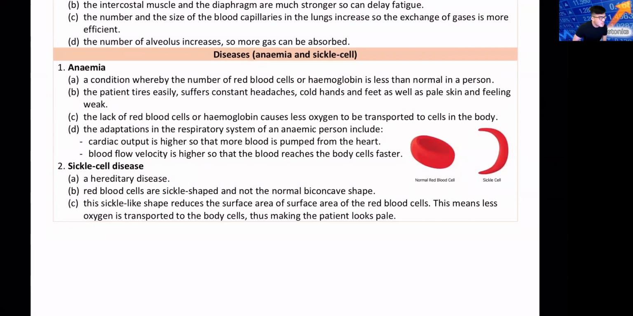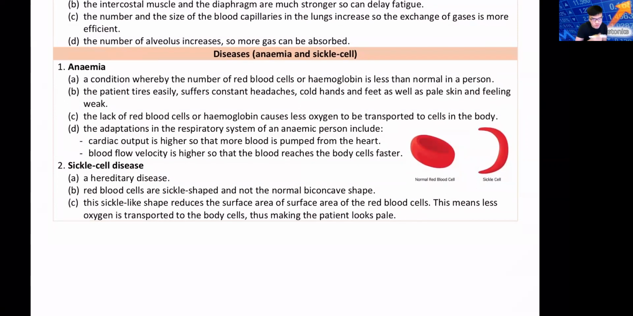Anyway, so what happens when you have anemia? You will get tired very easily because you don't have red blood cells, so you cannot carry oxygen. You get constant headaches, cold hands and feet, as well as pale skin and feeling weak. People with anemia cannot really exercise hard. The lack of red blood cells or hemoglobin causes less oxygen to be transported, so you have less oxygen in your body.